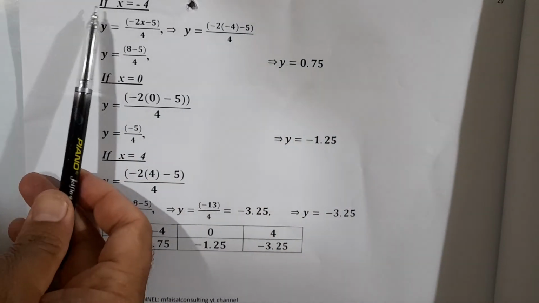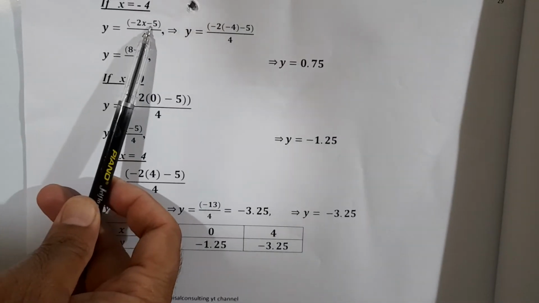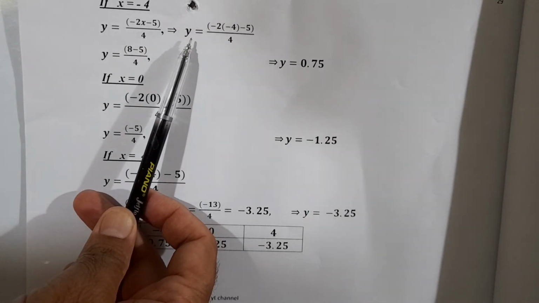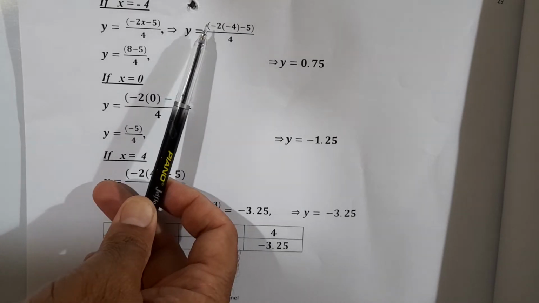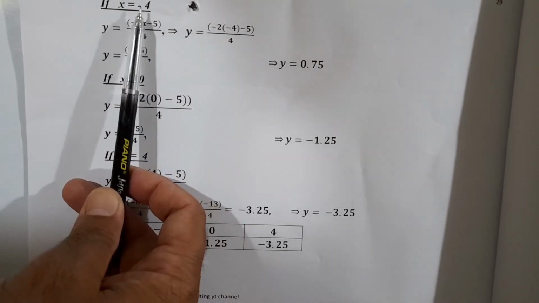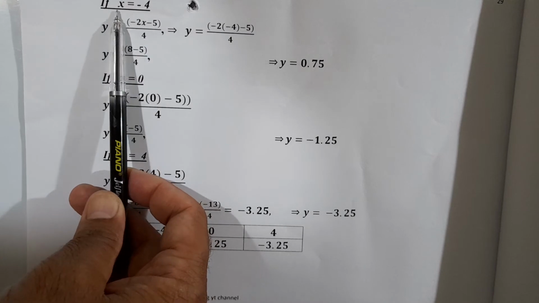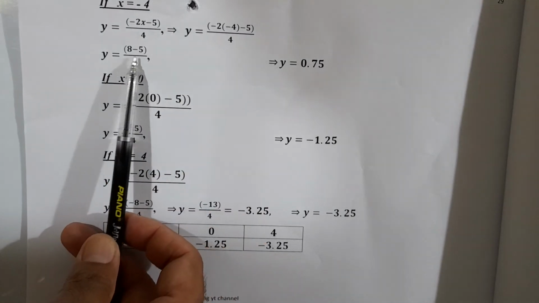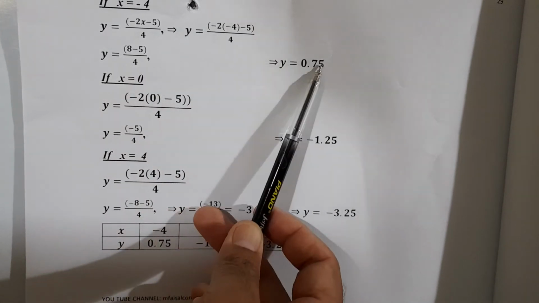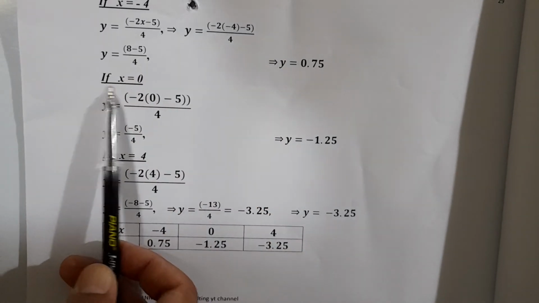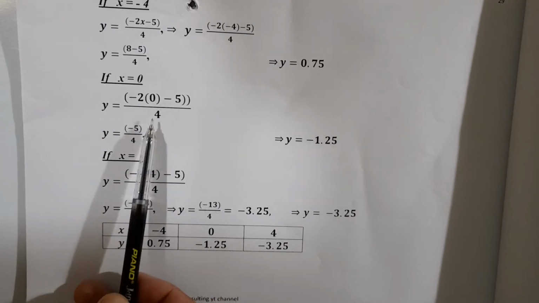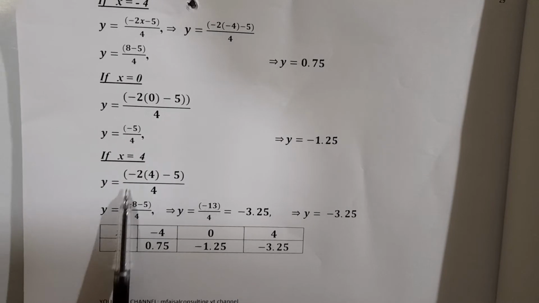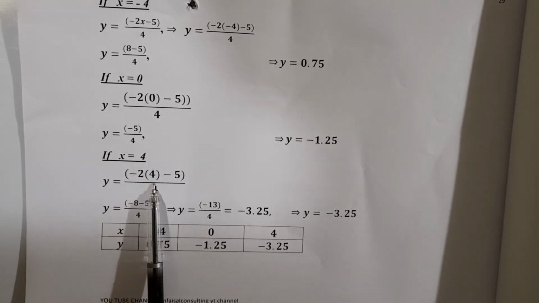Now x is equal to minus 4, y is equal to (minus 2x minus 5) divided by 4. This is the equation. Y is equal to minus 2 into minus 4. The value of x is minus 4. So minus 2 into minus 4 is plus 8. Plus 8 minus 5 is 3. So 3 divided by 4 is 0.75. Y is equal to 0.75. When x is equal to 0, minus 5 divided by 4, y is equal to minus 1.25. Then x is equal to 4, y is equal to minus 2 into 4, which is minus 8.